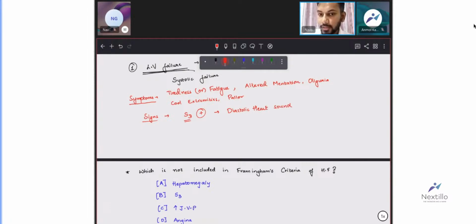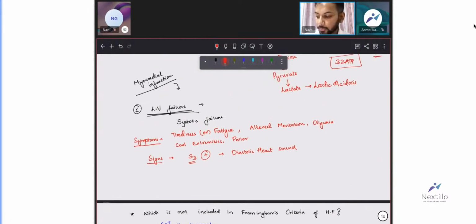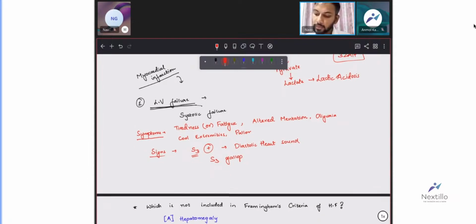It is also known as S3 ventricular gallop or S3 gallop. Yes, so this is what you can see in LV failure. And one most important thing is you can see something known as pulsus alternans.